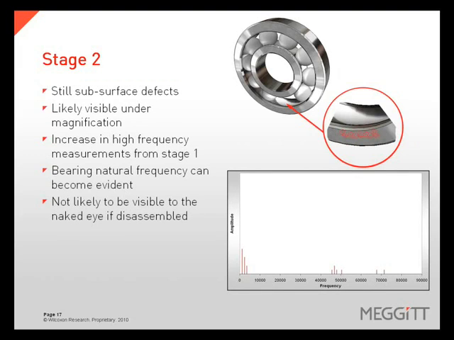When a bearing enters stage 2 bearing failure, they are still primarily subsurface defects. The vibration at the very high frequencies from stage 1 will continue to increase. Additionally, the bearing natural frequency may become evident. The defects will not likely be visible to the naked eye when disassembled, but they are likely visible under magnification.